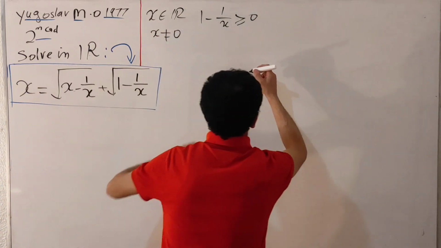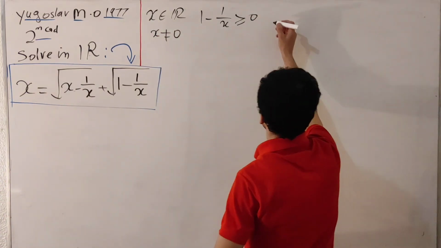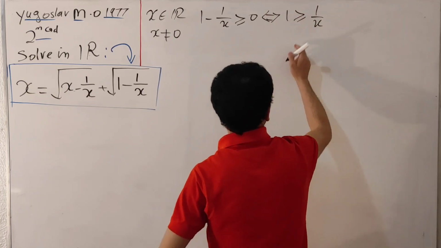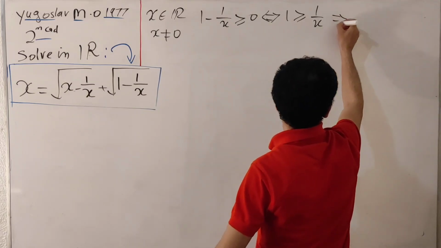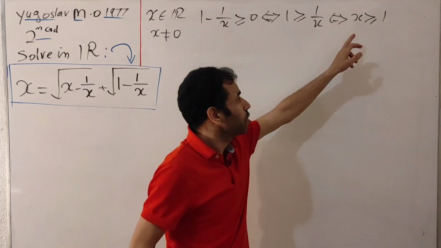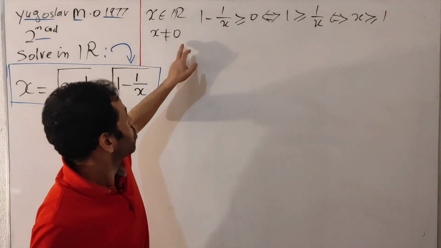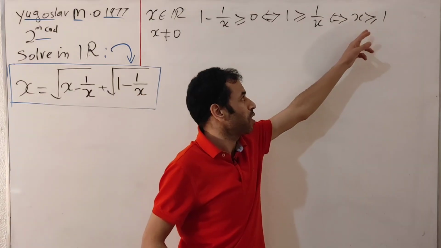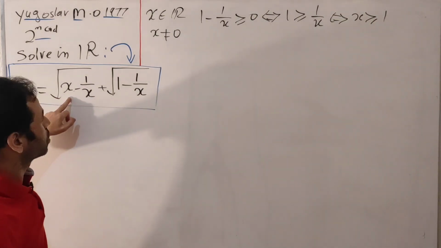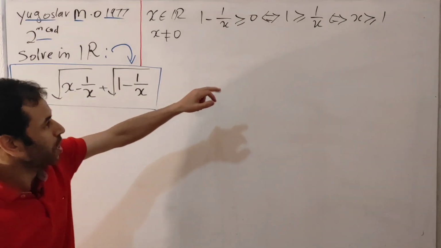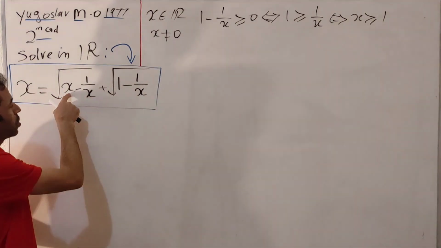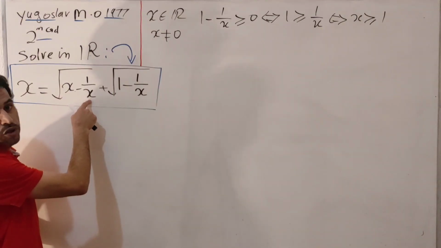I'm going to take this term to the right hand side of this inequality. I will get 1 is greater than or equal to 1 over x. By multiplying side by side, I will get x greater than or equal to 1. Since x is greater than or equal to 1, we don't need x different than 0, because x is bigger than 0. So this one is enough because our numbers are positive here. Since x is greater than or equal to 1, this term is greater than or equal to 0, because x is bigger than the reciprocal of x.